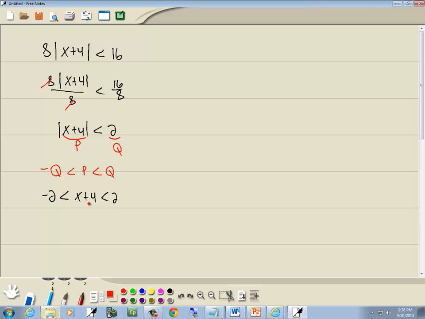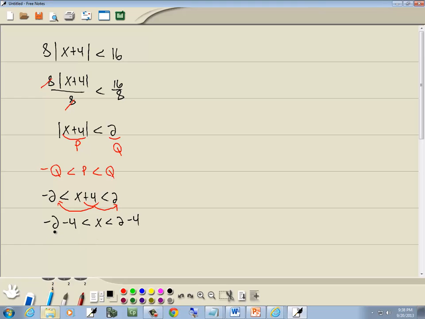Our first step is to get rid of parentheses, we don't have any. Second step is to get rid of fractions, we don't have any. Third step is to get everything with an x in the middle, numbers on the other two sides. So I'm going to take this constant term and move it to the right side and move it to the left side. When you move anything across your inequality, the sign changes, so it becomes negative 2 minus 4 is less than x is less than 2 minus 4.